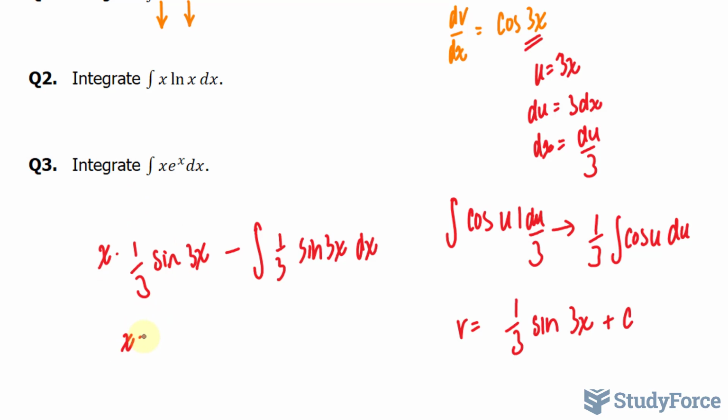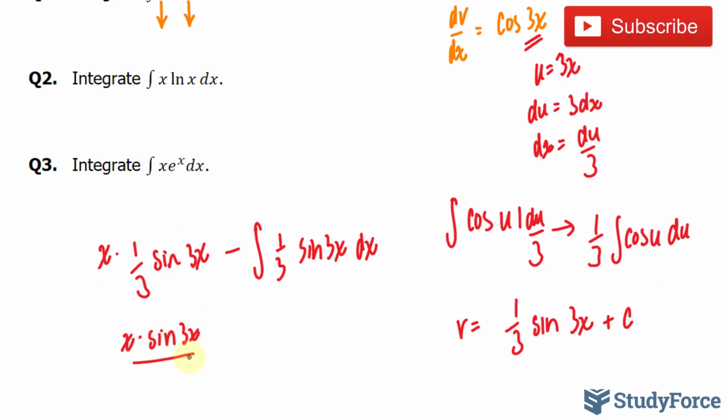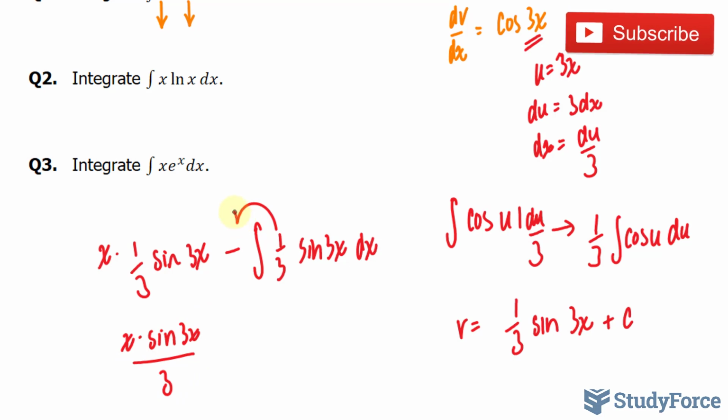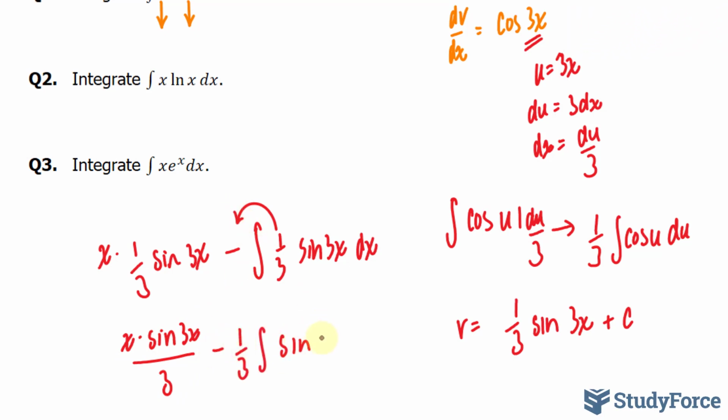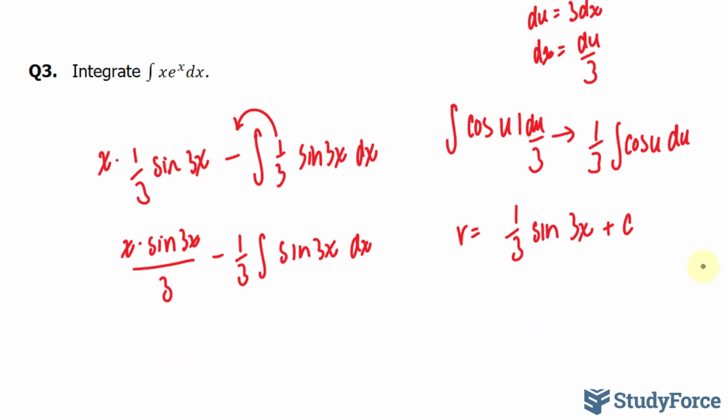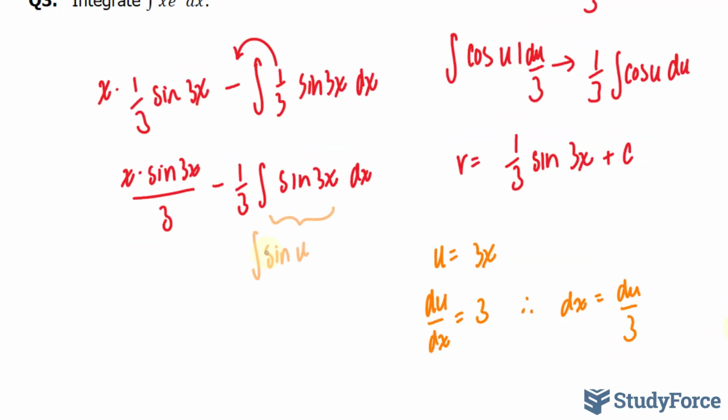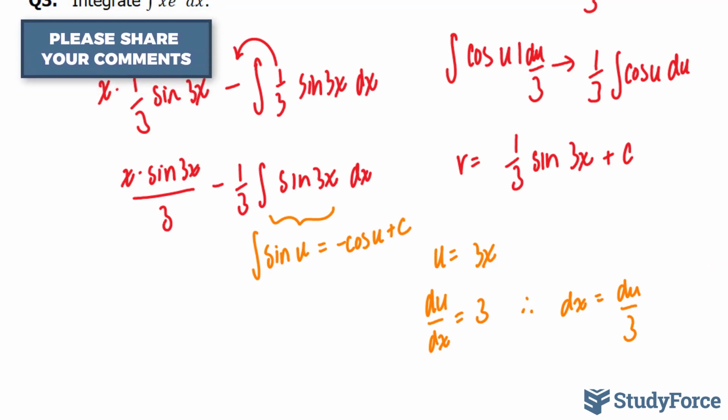Now, let's simplify this side. We end up with x times sine 3x over 3. Here I can pull out this 1 over 3 and the integral of sine 3x. For this, we have to do yet another u substitution. That's our third one so far. u is equal to 3x. Now I'll take the derivative with respect to x. du over dx is equal to 3. Therefore, dx is equal to du over 3. The integral of sine u is equal to negative cosine u plus c. Just keep that in mind for the next step.